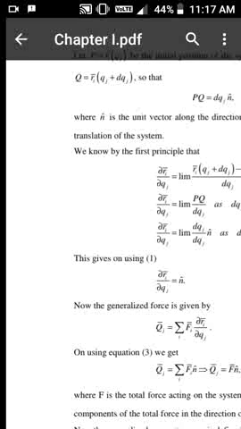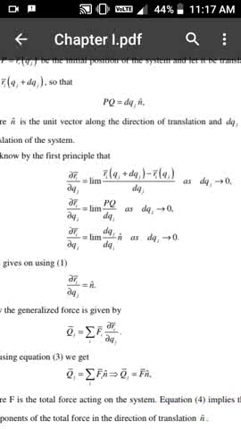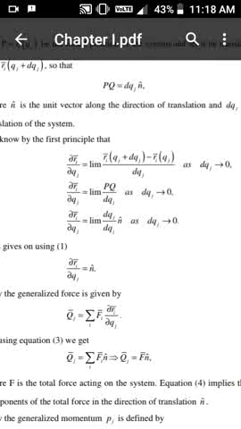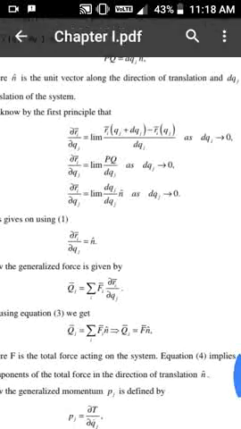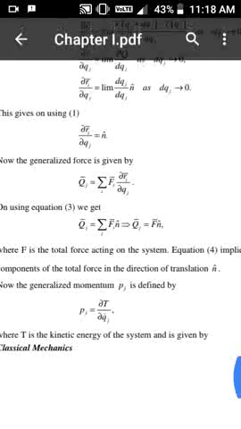By the first principle of derivatives, we know that ∂ri/∂qj is equal to the limit as delta qj tends to 0 of ri of (qj plus delta qj) minus ri of qj, divided by delta qj. Therefore, ∂ri/∂qj is equal to the limit as dqj tends to 0 of PQ divided by dqj, which is the limit of dqj n cap by dqj. Therefore, ∂ri/∂qj is equal to n cap.